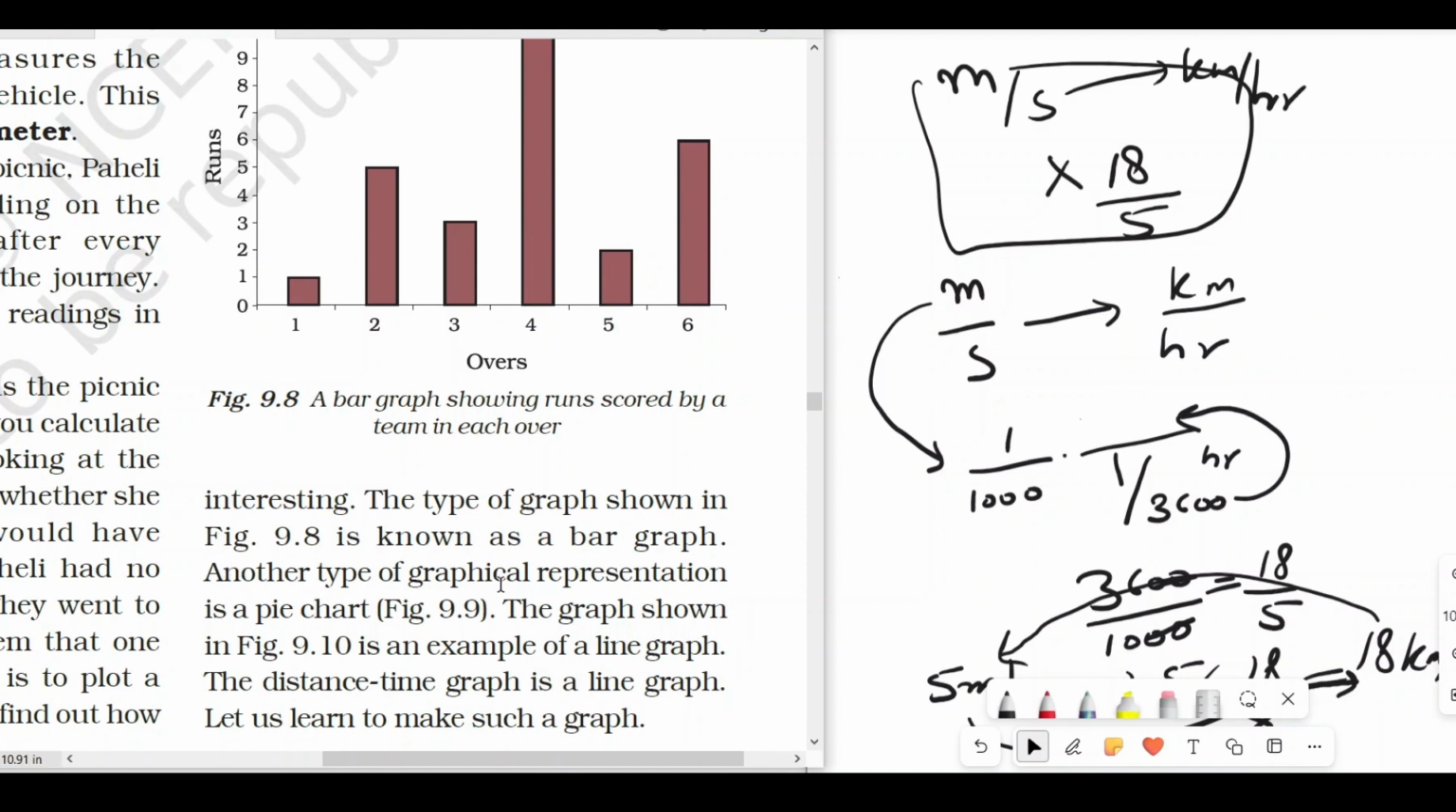Another type of graphical representation is a pie chart.